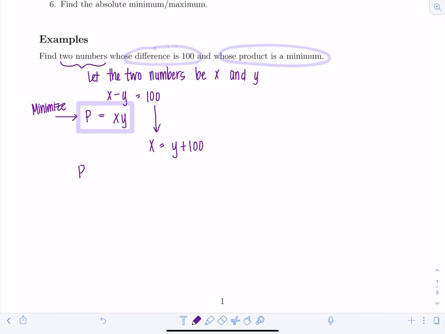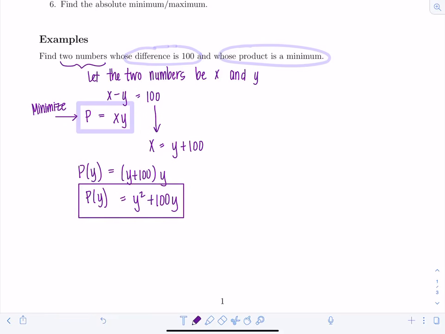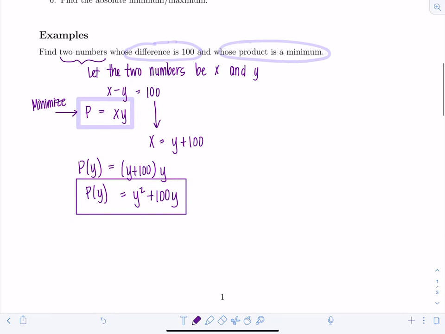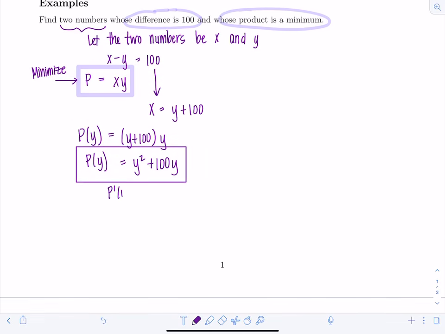So now I have P, which is going to be a function of y, equal to y plus 100 times y. All right, and you want to make sure you introduce that function notation. So P of y, when I distribute, is going to be y squared plus 100y. So now my function is all ready for me to minimize. I can go ahead and take the derivative. So P prime of y is going to equal 2y plus 100.